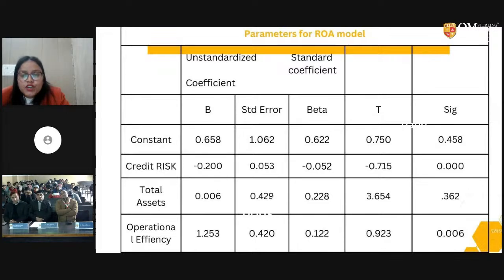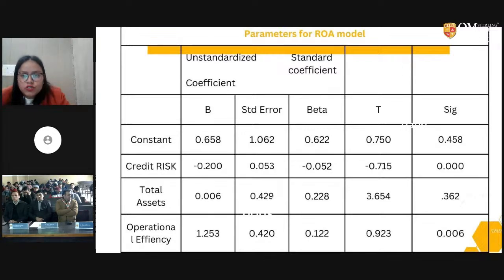Now we have to focus on the beta values because these beta values will define how much unit effect the independent variable is creating on the dependent variable. Okay. So these are the beta values. I've already explained that beta value shows how much variation is brought by the independent variable on the dependent variable. So this can be learned through the beta coefficient.